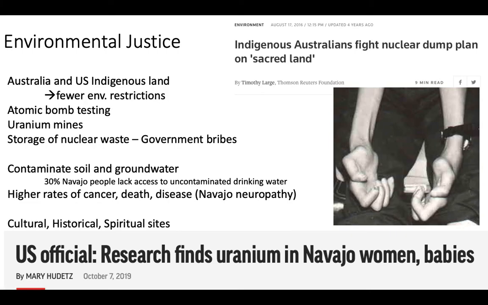And if this is being done on their historical, cultural, and spiritual sites, then even that on its own is an argument against this whole developing of mines and storing waste, etc. Not to mention testing atomic bombs on their land, which is just crazy.